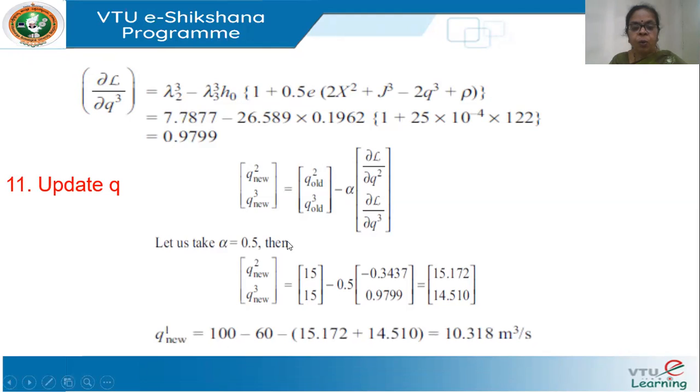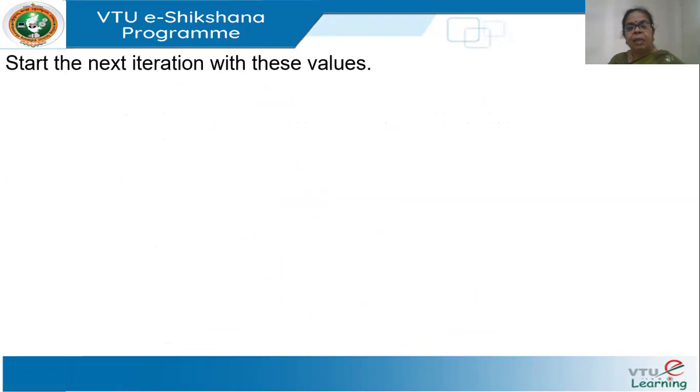Now I update Q. Q2 new I have, Q3 new I have, and Q1 new is a dependent variable that I update. So now I have the discharges at the end of the first iteration. I go back, and using these discharges I calculate the hydro generations, and using that I calculate the thermal generation. Then again I calculate all the Lagrange multipliers and the gradient vector, and get the discharges at the end of the second iteration. I go on doing it until the solution converges, which happens when the gradient vector is close to zero.